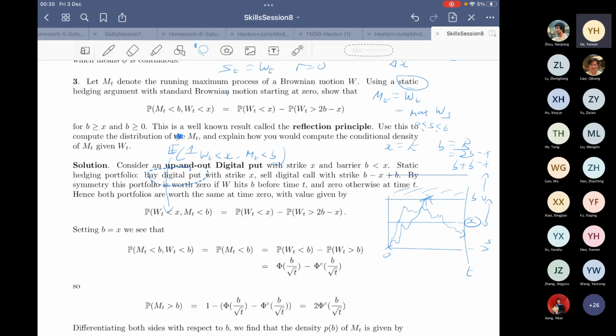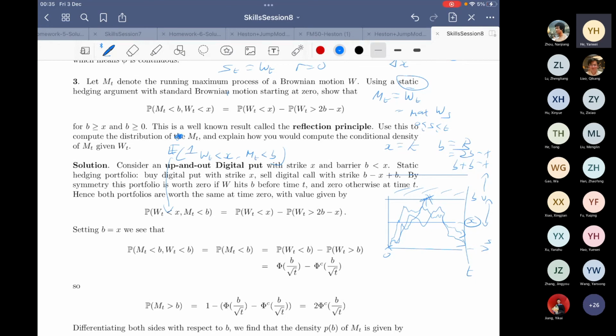But hopefully you can see that, buying this portfolio, if you hit the barrier, it's worth 0, and that behaves the same as an up-and-out digital put, which is worth 0 if you hit the barrier. What happens if you don't hit the barrier? Well, this thing pays 1 if the final level of the Brownian motion is below X. That's also the same behavior as the up-and-out digital put. So we've artificially recreated the behavior of the up-and-out digital put, simply with a digital put and selling a digital call.